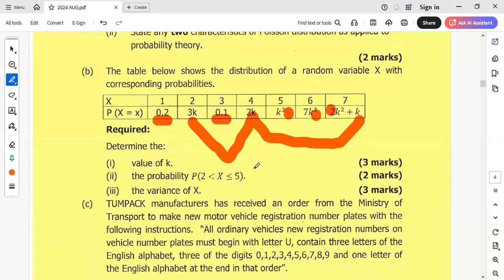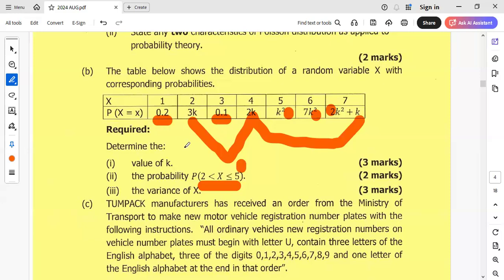What do you need? Here, the examiner is telling you to focus on which values. The question asks for the probability of x is equal to what? The probability of 3, 4, and 5. 2 is not inclusive. So it is the probability of x is equal to 3, plus the probability of x is equal to 4. 5 is included, then plus the probability of x is equal to 5.